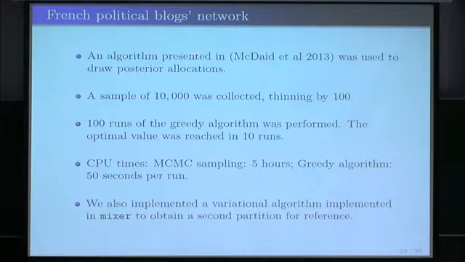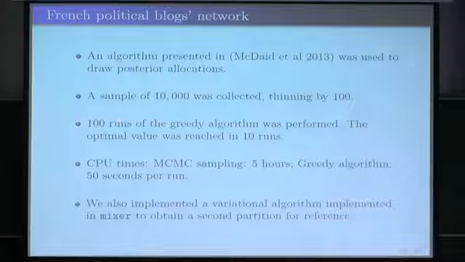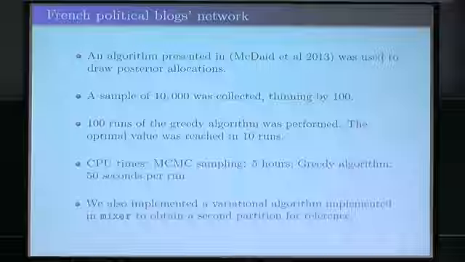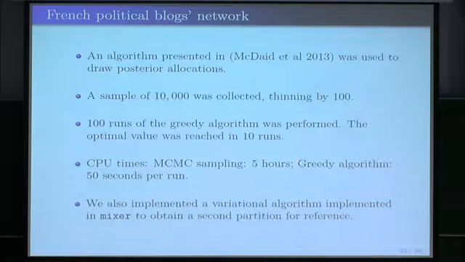So what do we do? To sample from that posterior, to sample a collection of partitions, we use the algorithm presented in this paper by MacDade et al. We collect 10,000 samples, thinned by 100, and we run our algorithm 100 times to see the output from it. It turned out that in 10 of those 100 runs, we reached the same optimal value. In terms of CPU time, this is typical of what we've observed, that the MCMC sampling is much more costly computationally than the actual greedy algorithm itself.